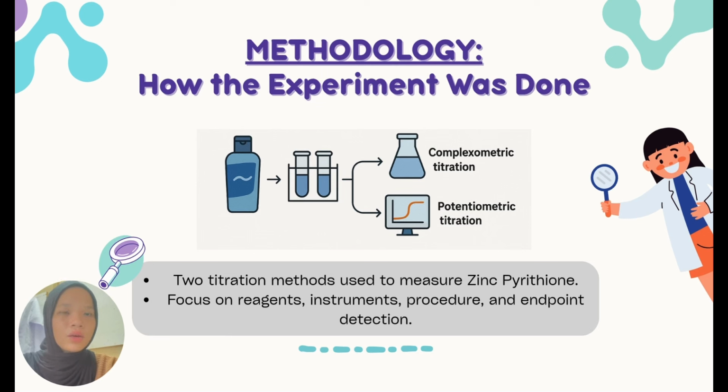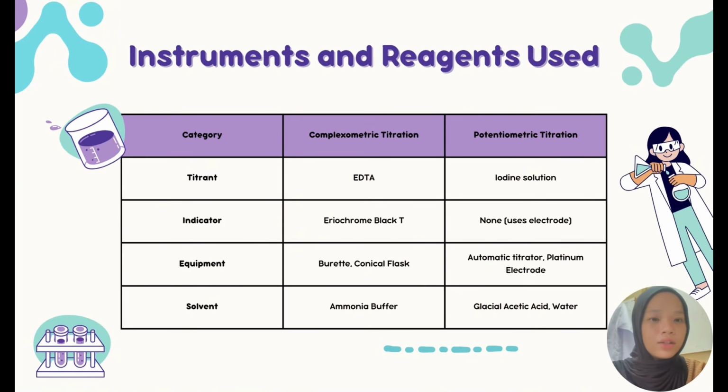In this section, we will explain how the research measured the amount of zinc pyrithione in shampoo using two types of titration method, which is complexometric and potentiometric titration. We will look at the reagents and instruments used, how the sample was prepared, the titration steps, and how the endpoint was detected in each method. Continuing to instruments and reagents used.